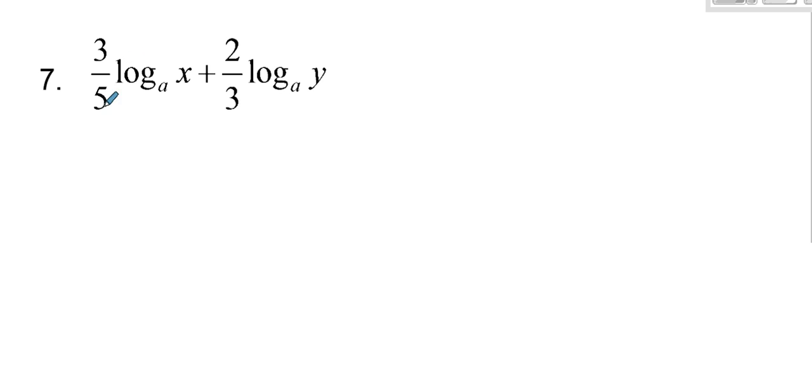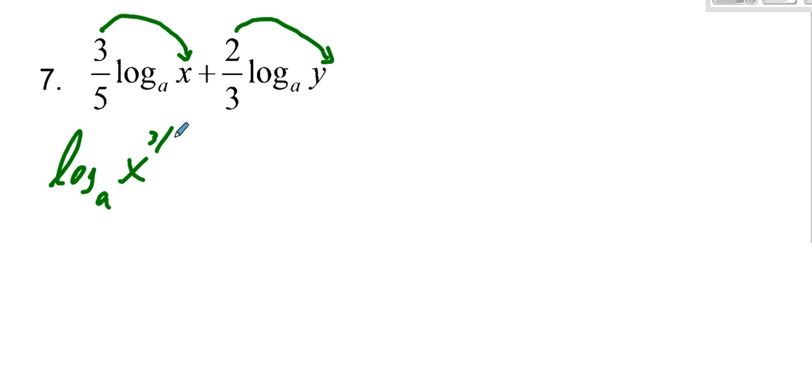So the coefficients in front of log are exponents. So that's a 3 over 5 as an exponent. So that's x to the 3/5. And y to the 2/3. Addition is going to get condensed to multiplication.